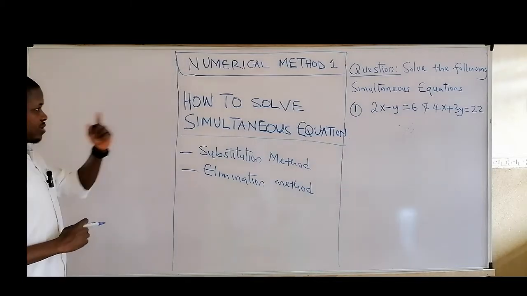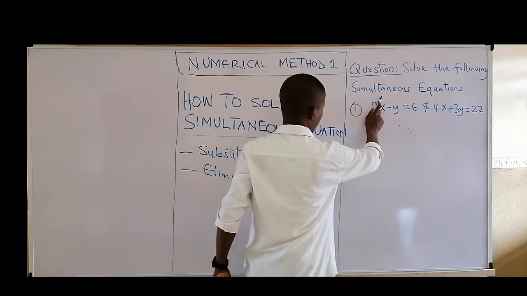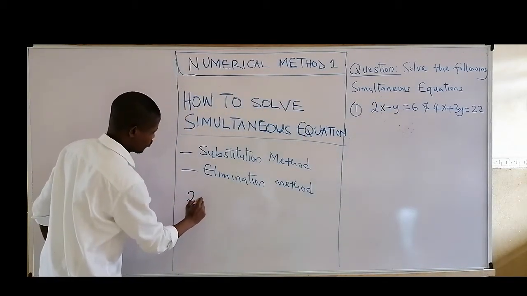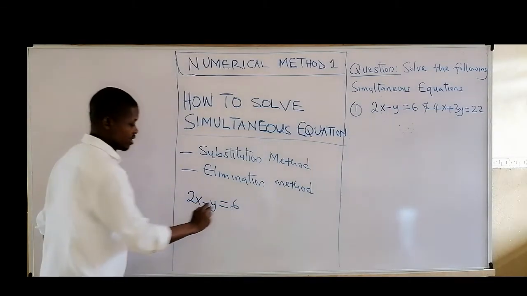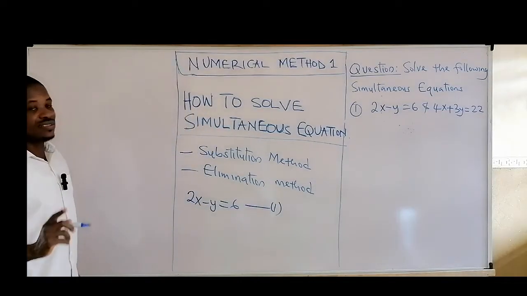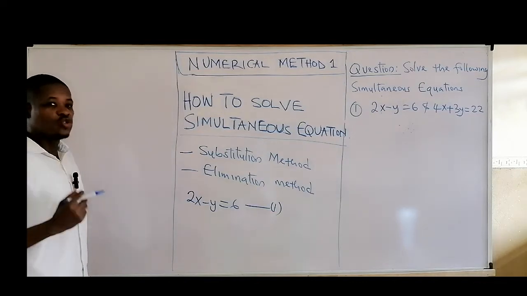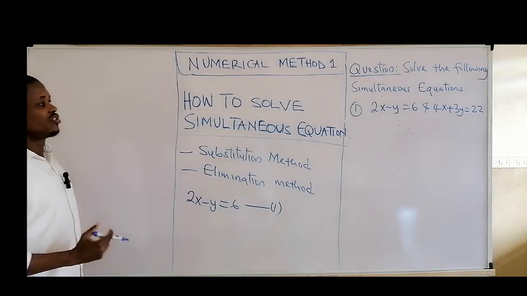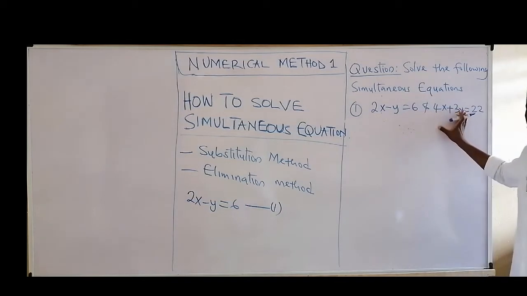Okay, let's look at the first question. Solve the following simultaneous equations. We have these two equations. We have 2x minus y equal to 6. Can we call that 1? And one thing you have to note is that in simultaneous equations, two equations will be given to you. The two equations could be linear.